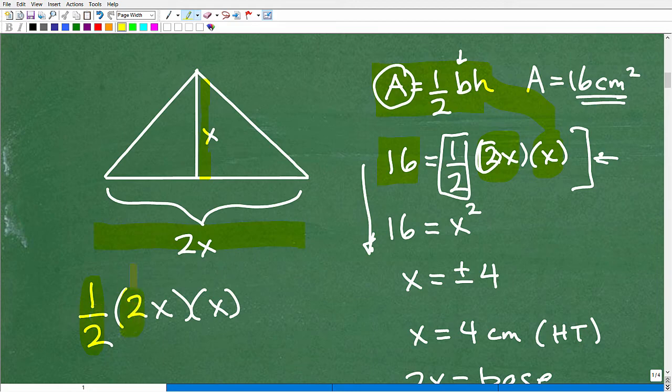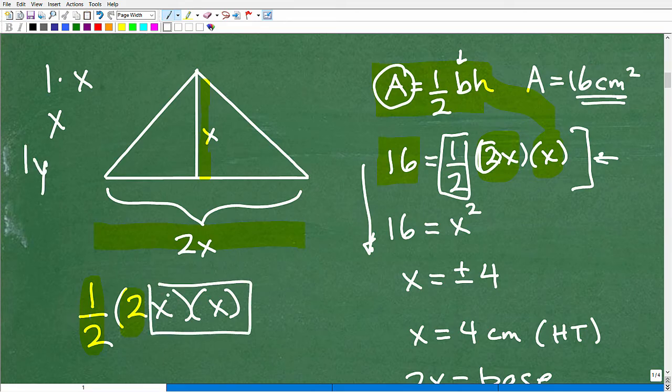In algebra, we don't write 1x. It's just x. If you see an x or y, there's a 1 in front of it. So now I have to figure out what x times x is, and that is x squared. So that's why we get down to 16 is equal to x squared.